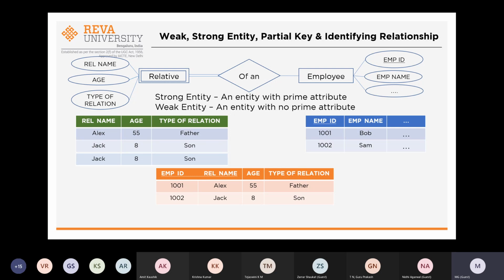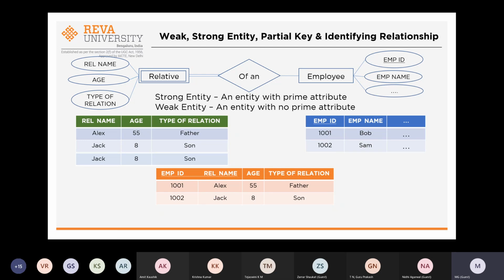Now, how can you manage that? Create a new table which has employee ID and relative name as the primary key. Now, this entity relative, which is shown in a double rectangle, is a weak entity. Why? Because it doesn't have a primary attribute. This one with a single rectangle is a strong entity because it has a primary attribute, which is employee ID.